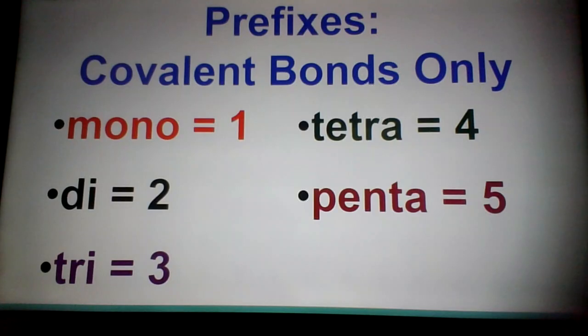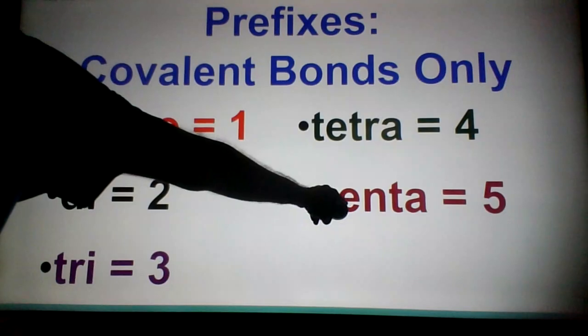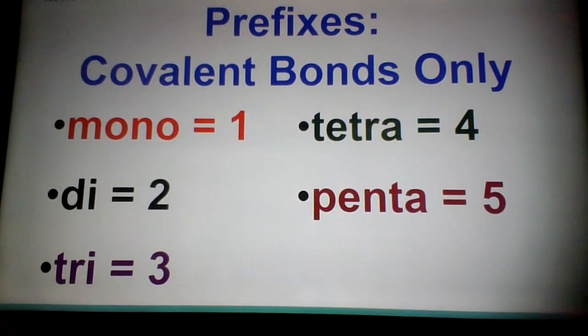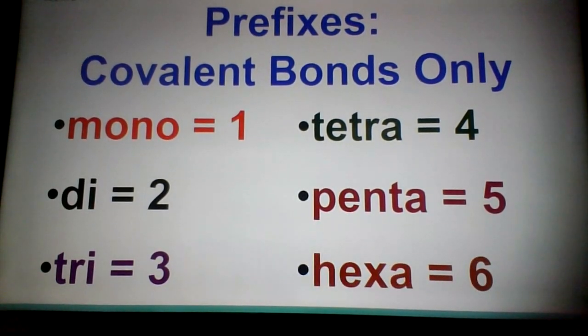Penta, you saw P2S5 on the last page. You saw di, phosphorus pentasulfide, P2S5. And you get a hexa, okay?